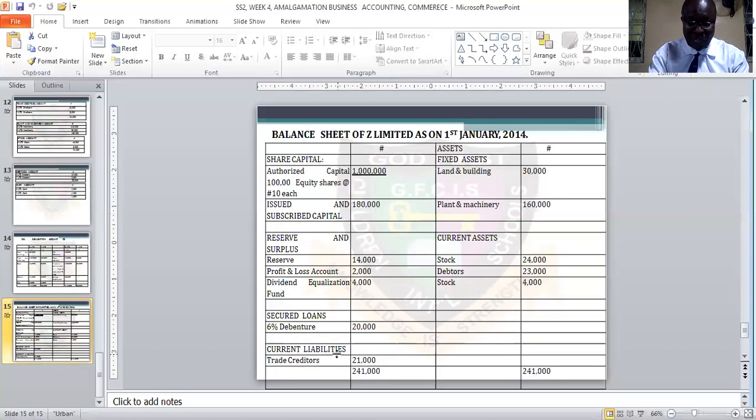Then we have current liability, trade creditors, 21,000 naira. So when you add everything together, we are still going to arrive at the same answer, that is 241,000 naira for both the liability and the asset side. So mind you, there's nothing like debit side or credit side under the balance sheet, just liability side or asset side. That's the way you call it, my student.